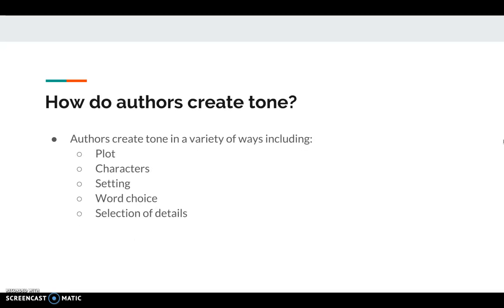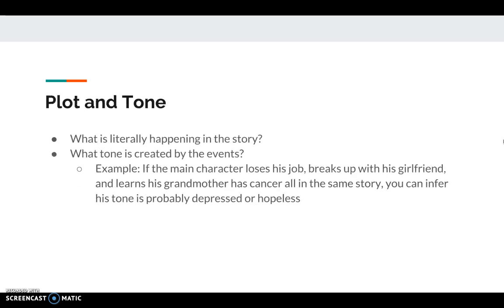Okay, so the last thing we're going to talk about is some techniques that authors use to create tone. And so they can create tone through the plot of the story, through the characters, the setting, the word choice, or the selection of details. There are other things that authors can do to create tone, but these are the 5 that we're going to focus on. Okay, so first of all, they can use the plot.